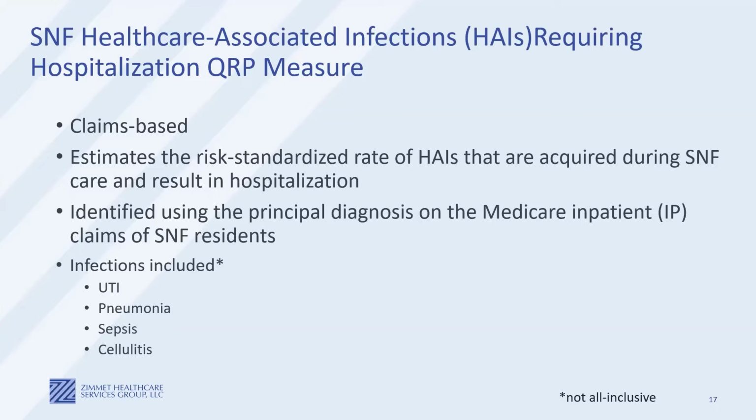It's identified using the Medicare inpatient claims on facility residents, some things that are included, and there is a big list. If you go to the manual, there's a whole manual that talks about this quality reporting measure. Just broadly, UTIs, pneumonias, sepsis, and cellulitis. So UTI is a quality measure. It's associated with healthcare associated infections requiring hospitalization on the quality reporting side. So again, all connected.